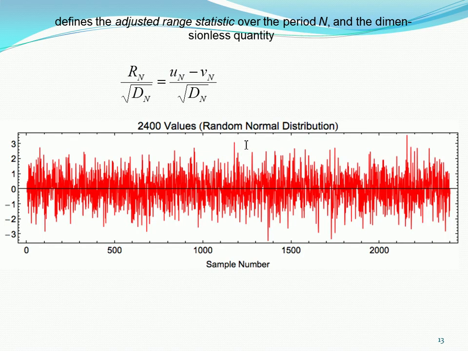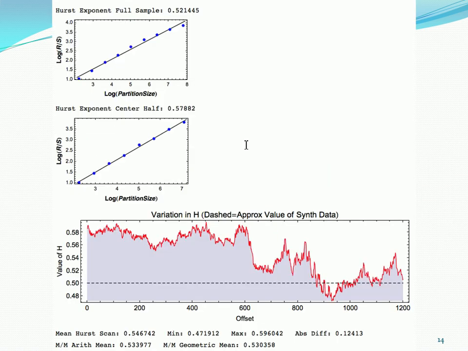And here are some sample results done with what's called a random normal distribution. And then here's the Hurst component being computed for what do they call this program? It's Wolfram's program. I think they call it Mathematica. So I thought that was kind of cool. Now you can see the straight line approximation. This is log of the partition size against log of R over S.